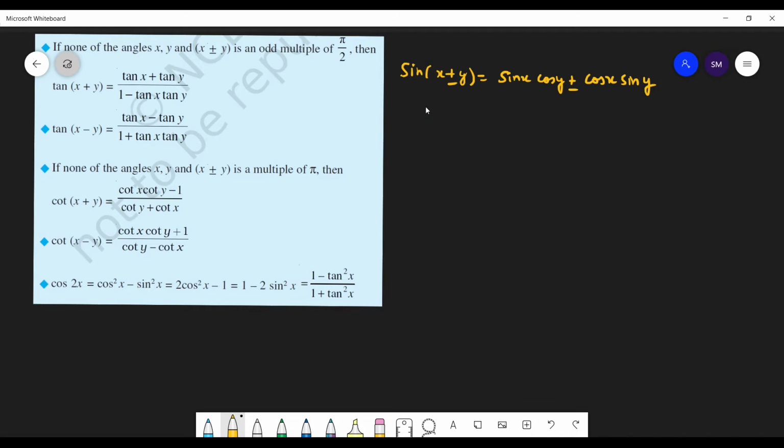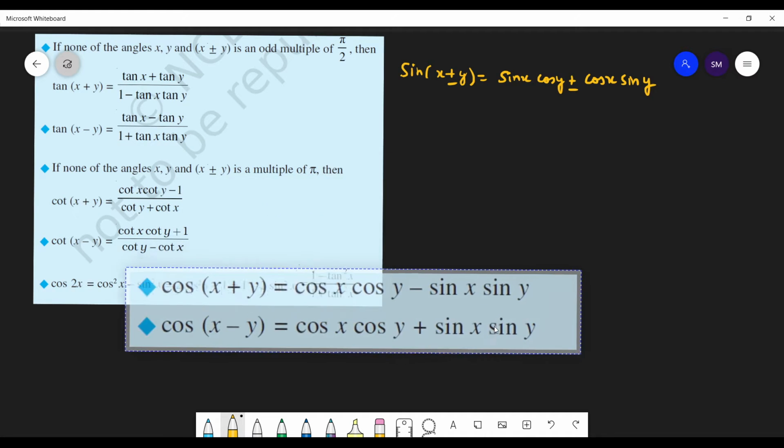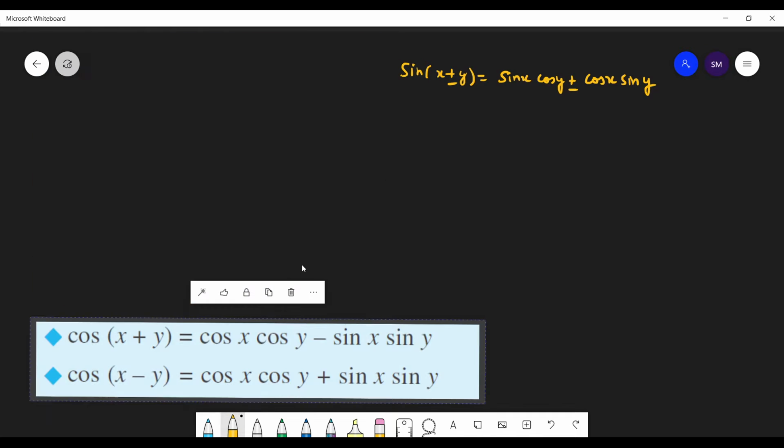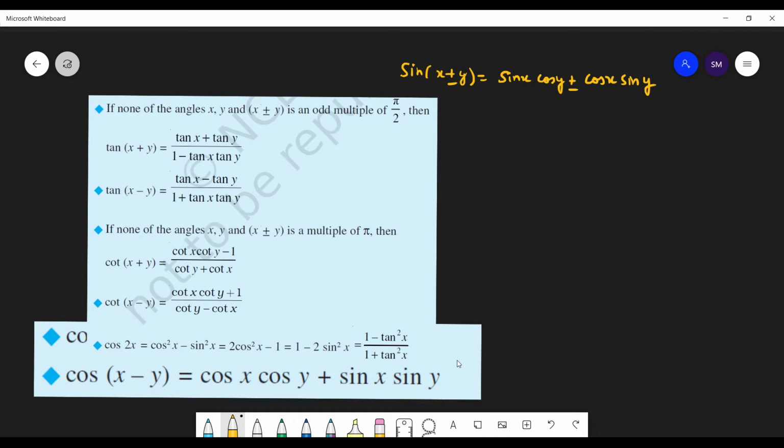Now, what about the cos? Cos formulas are also supposed to be here. Where are the cos formulas? Okay, cos formulas were there. I don't know how they have skipped, but let me write them down. Because sine and then cos. So students, these are the formulas for the cos. So after sine comes the cos.